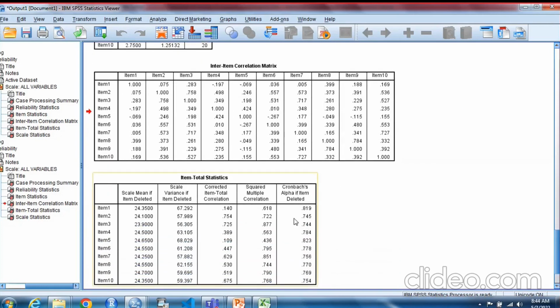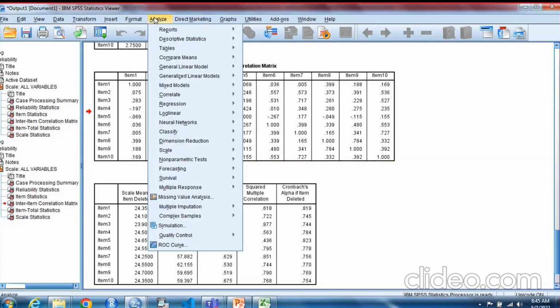But if item 2 is removed, it reduces from 0.794 to 0.745. It reduces in all the items except item number 1 and item number 5. So if I remove item number 5, Cronbach alpha will increase to 0.823 from 0.794. Similarly, here it is reducing. So this gives you exactly the same results as what we did in Excel, that item number 1 and item number 5 should be replaced, deleted, or reframed.